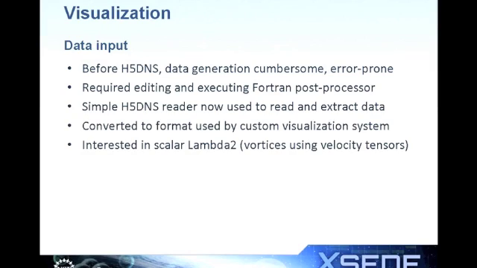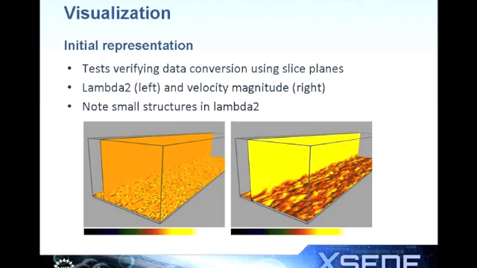So I simply use his reader to extract the data, and what we're looking at specifically is lambda 2, which, as many of you know, is related to vorticity using velocity tensors. And then I use that in a format that I use with a custom visualization system I've written over the years that I like to use to represent data. So I'm going to show you some of the work I've done in the system I have, and what I've led up to, final animations at the end of this.